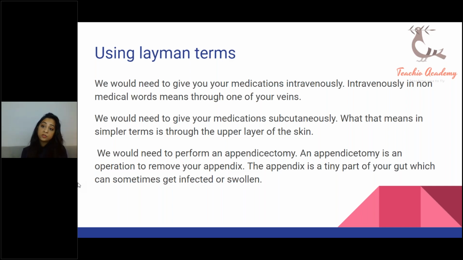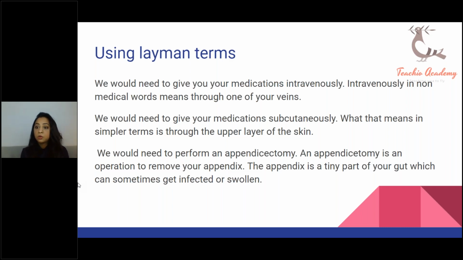In that case, when you're talking to them about some medical terms, you say, we would need to give your medications intravenously. Intravenously, in non-medical words, means through one of your veins. Another example, we need to tell this patient that we need to give their medication subcutaneously. So the patient won't really know what subcutaneously means. So when we're speaking, we would say, we would need to give your medication subcutaneously. What that means in simpler terms is through the upper layer of the skin.